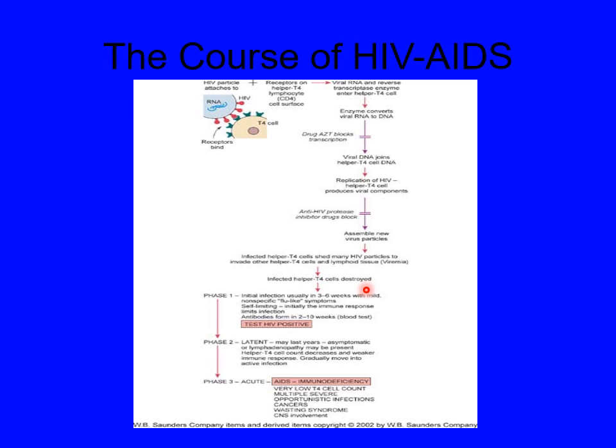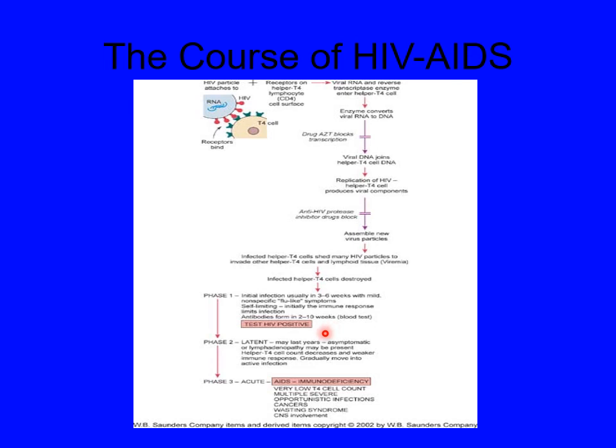There are 3 phases. The initial infection, usually 3 to 6 weeks with mild non-systemic flu-like symptoms. It usually is self-limiting. Usually the immune response limits the infection, and antibodies form in 2 to 10 weeks. And you can test HIV positive initially.